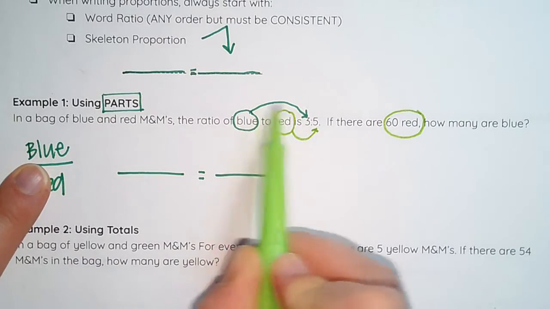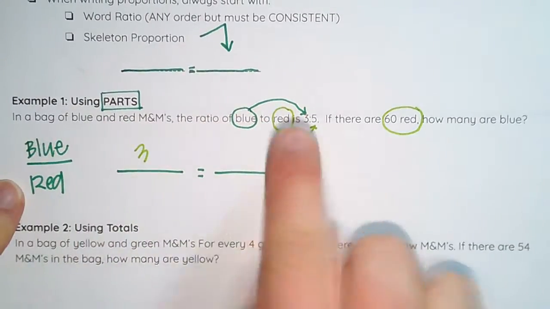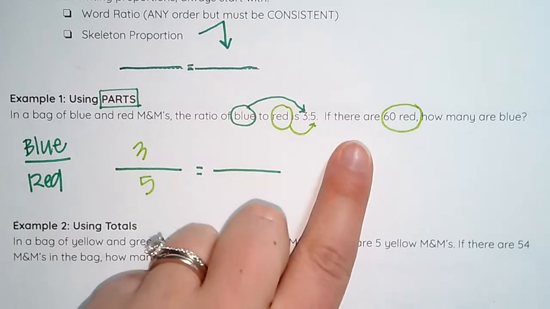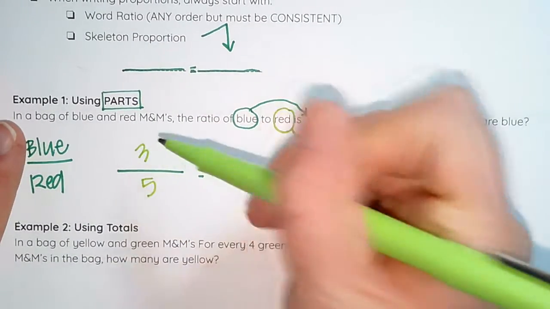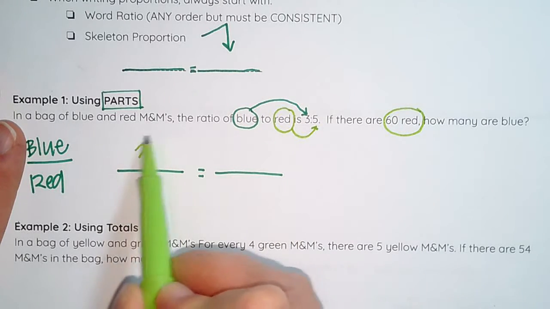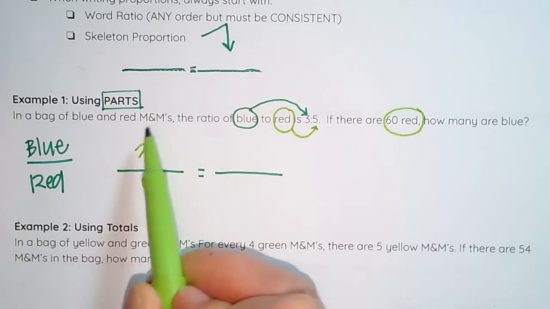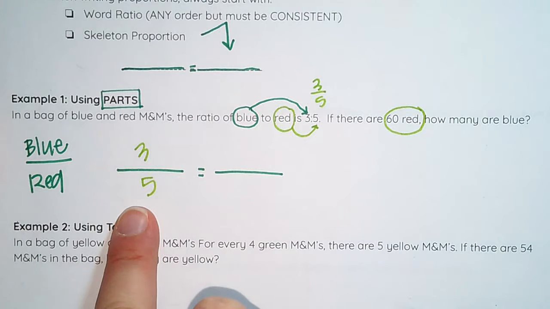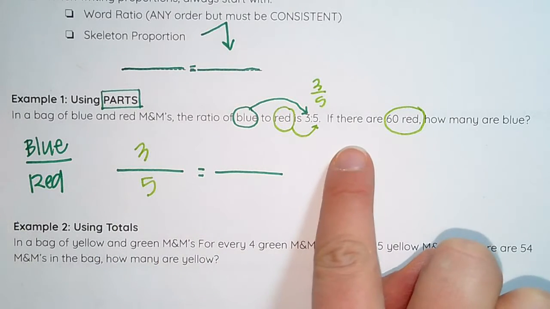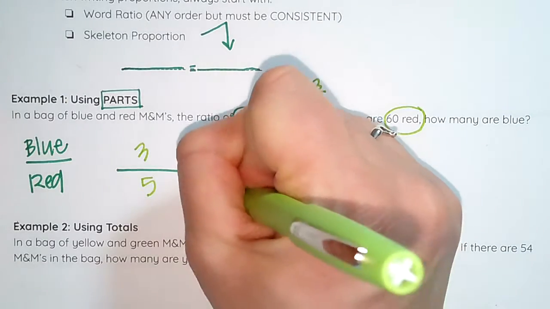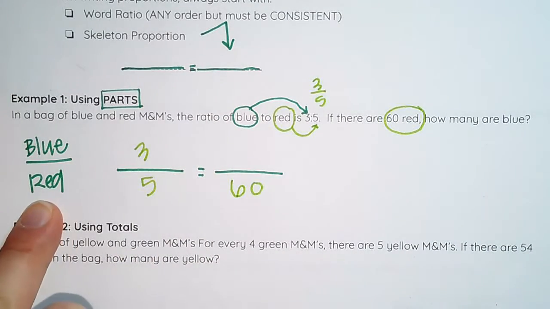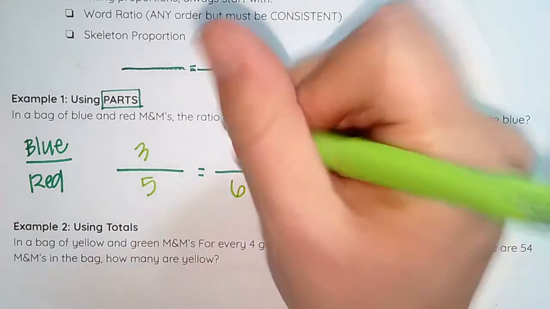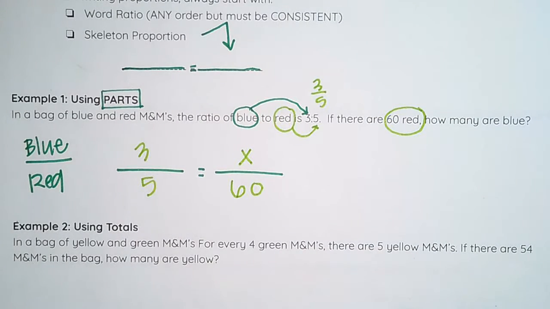Blue. Well, I have 3 blue to 5 red. Then it says if there are, this is one ratio. So this is our ratio, and I need that on the same fraction bar. 3:5 can also be written as a fraction, and that's what we transfer over here. Then it says if there are 60 red, so I put 60 in my red. This is why that word ratio is incredibly helpful. 60 red, how many are blue? I don't know the blue. The blue is unknown, so I leave a variable.